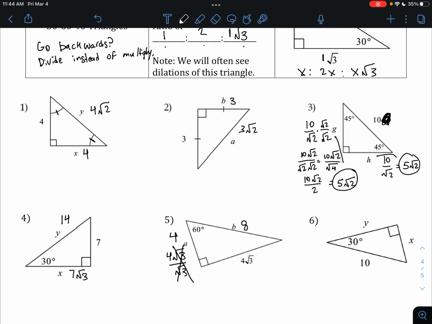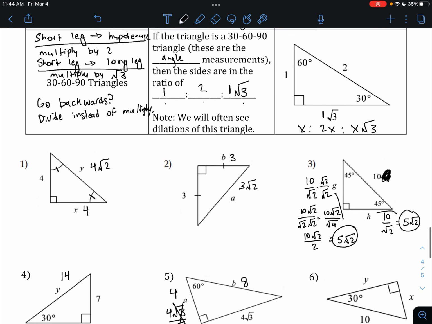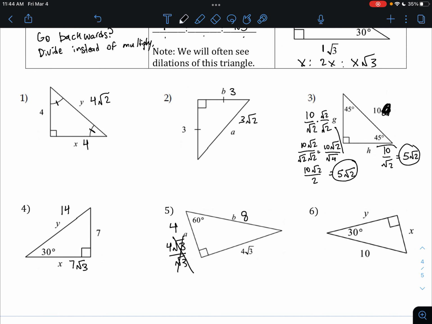In this last example, we're given our hypotenuse, and I need to go backwards to find my short leg. So instead of multiplying by 2, I'm going to divide by 2. My short leg is 5. That means my long leg is 5 square roots of 3.